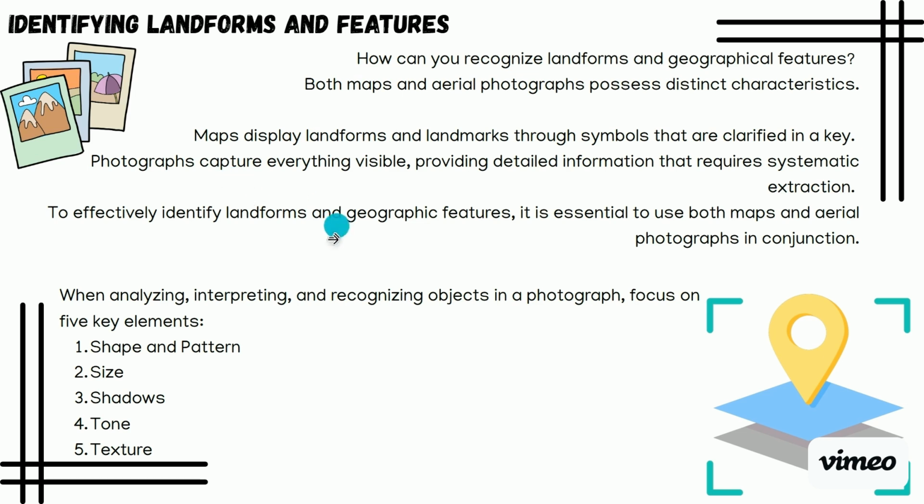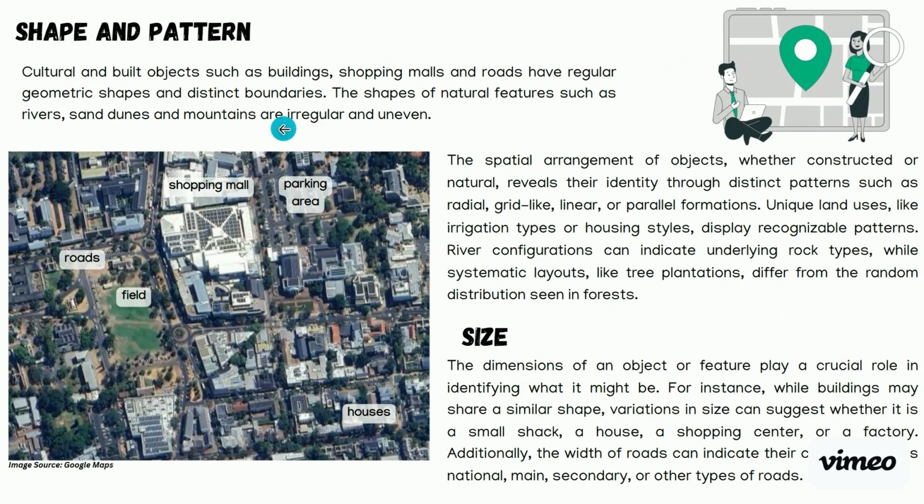When analyzing, interpreting, and recognizing objects in a photograph, you focus on 5 key elements: shape and pattern, size, shadows, tone, and texture. So your shape and pattern. Cultural and built objects such as buildings, shopping malls, and roads have regular geometric shapes and distinct boundaries. The shapes of natural features such as rivers, sand dunes, and mountains are irregular and uneven.